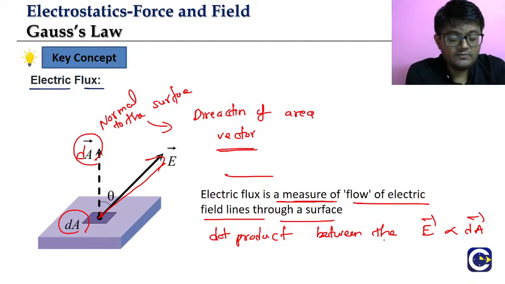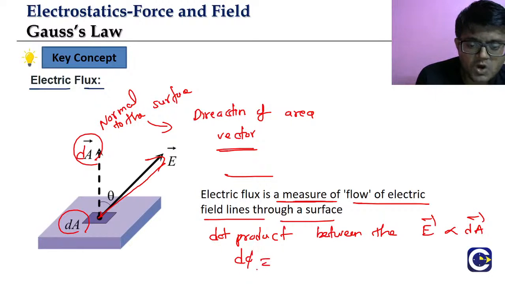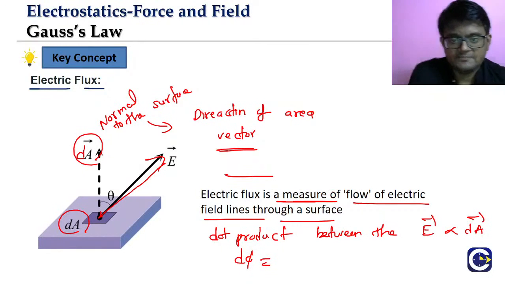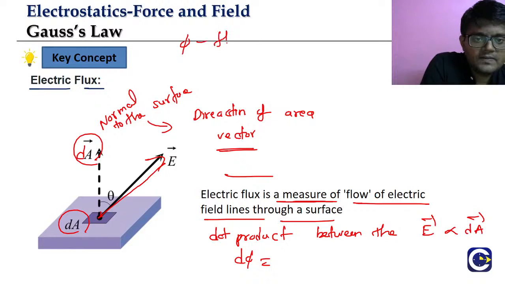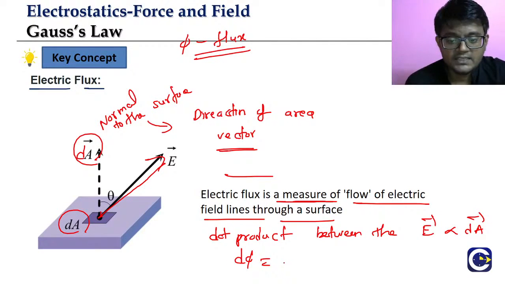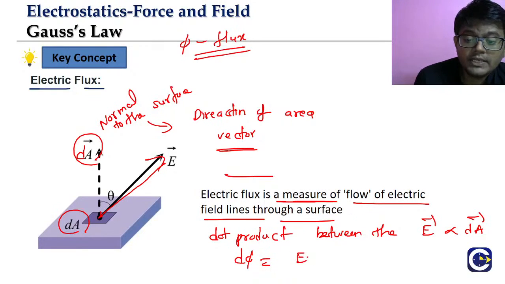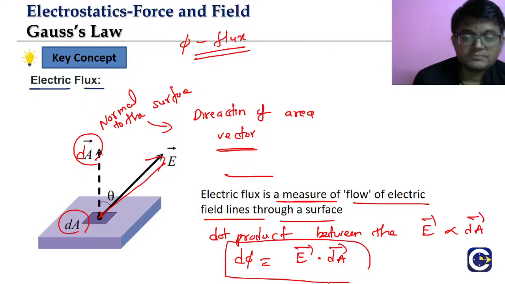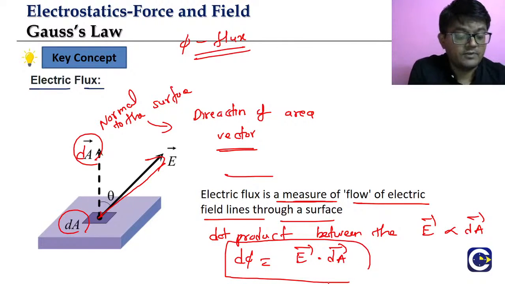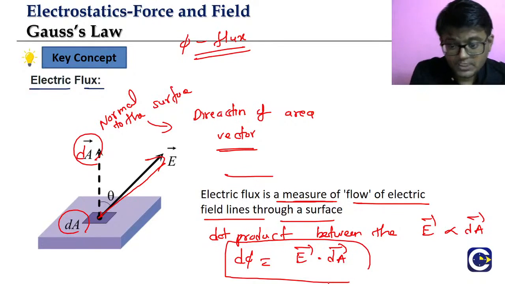So here we are considering a very small area. So the small amount of flux, what is the symbol? Phi. Phi is the symbol for the flux. Small flux is d phi. So for the small area, what is the flux? d phi will be equal to what? E dot dA. So this is how it comes. So the small flux through that surface will be equal to E dot dA. Okay, it is the dot product.